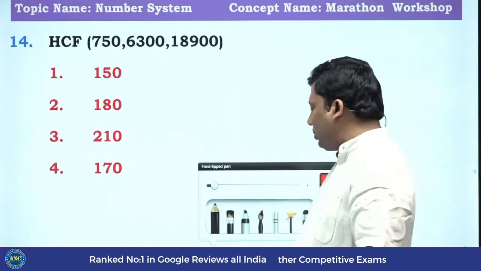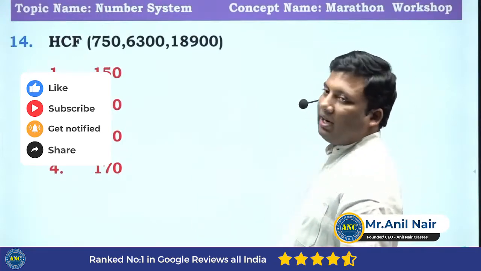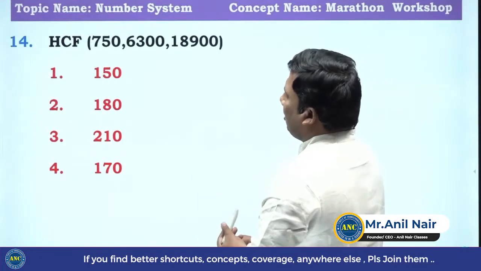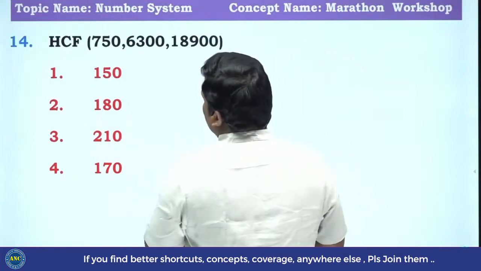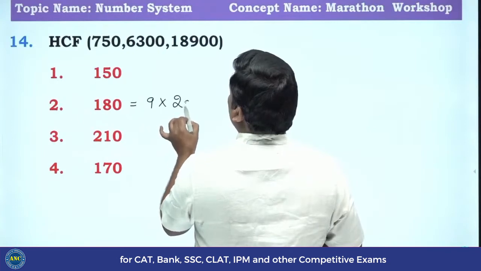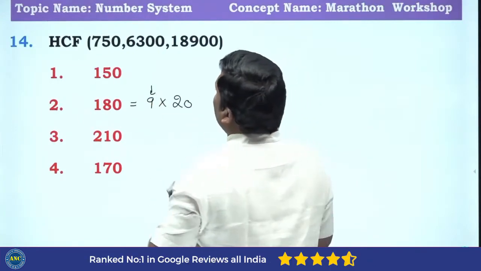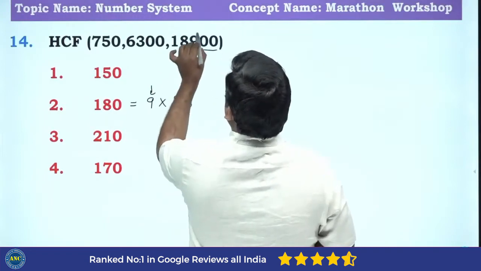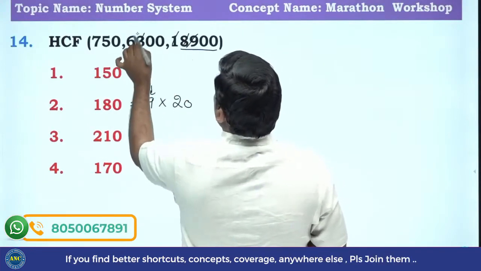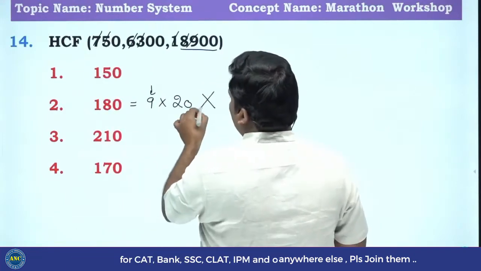Another question. HCF of 750, 6,300 and 18,900. Now let me take for example 180. 180 is 9 into 20. The answer is divisible by 9. All the numbers should be divisible by 9. 8 plus 1, 9. 6 plus 3, 9. 7 plus 5, 12. It is not divisible by 9.